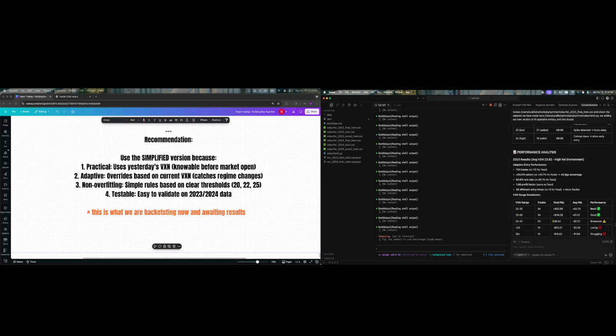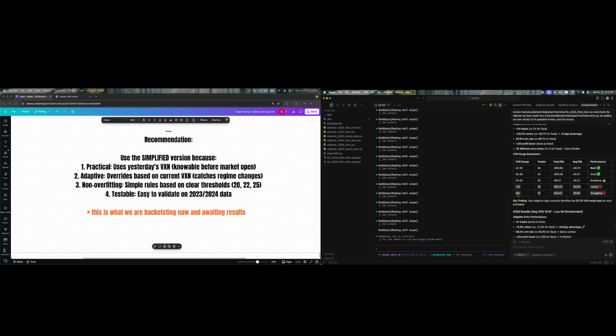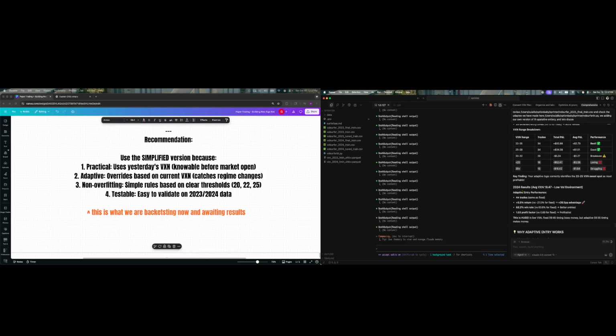22. Okay, good. This is still struggling, so we need to get better on the greater than 28. The adaptive strategy correctly identified the 22 to 25 VIX sweet spot as the most profitable. Now low regime, 44 trades, same as the fixed versus the 5 before. Okay. Better entries, more profitable.